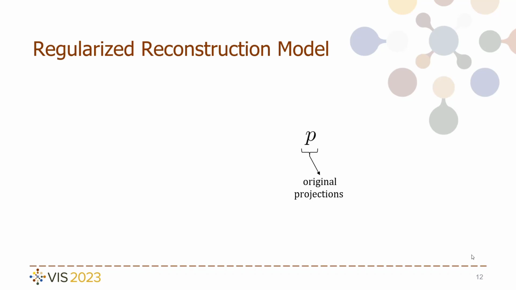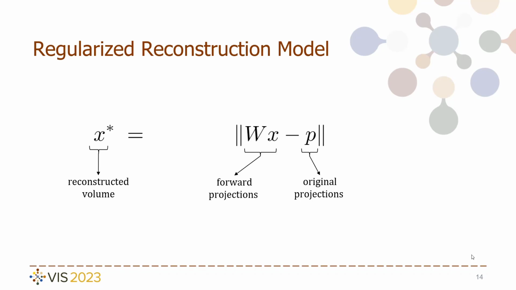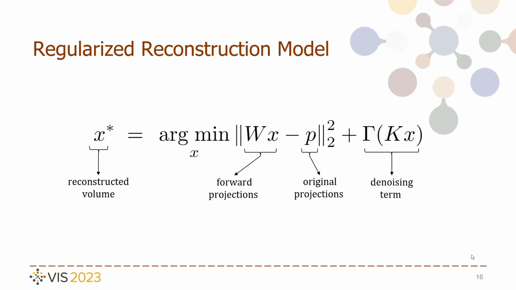The starting point are the original projections, and the goal is to create a reconstructed volume that matches these projections. For this, we use the operator W to create forward projections from the reconstructed volume and compare these with the original projections. In this way, we want to find a reconstructed volume that minimizes the difference between the forward and original projections. Finally, we introduce the denoising term gamma of k times x to regularize this ill-posed problem.